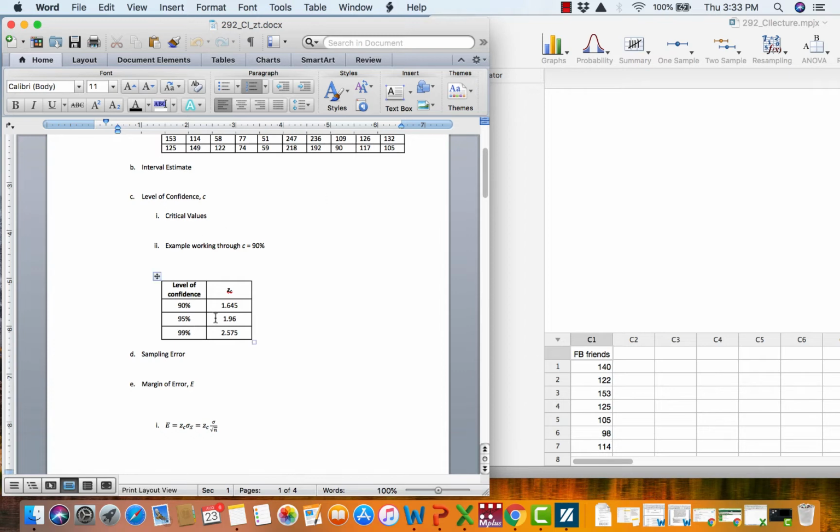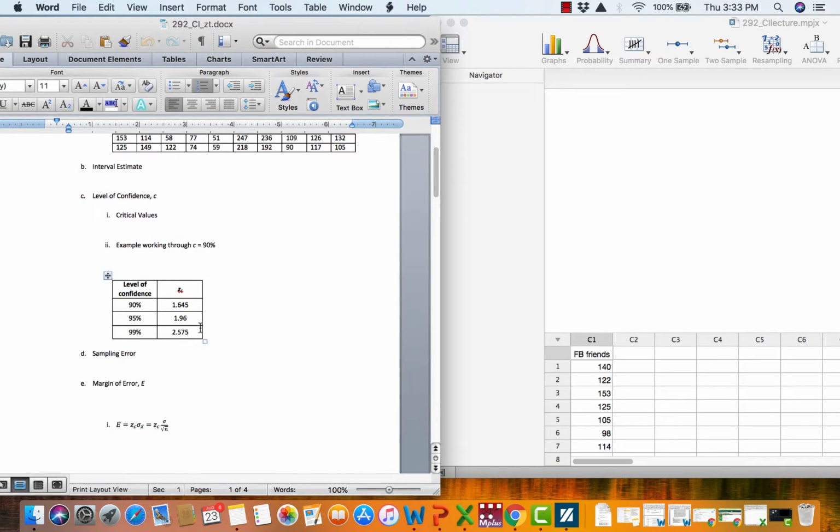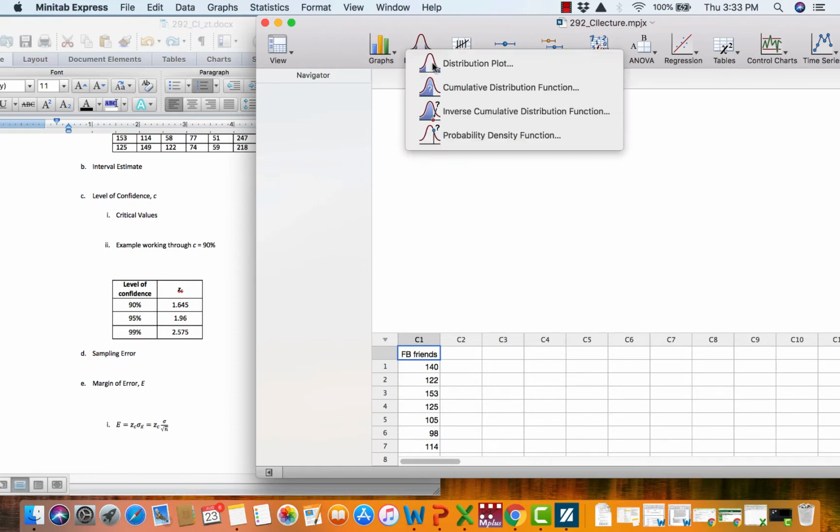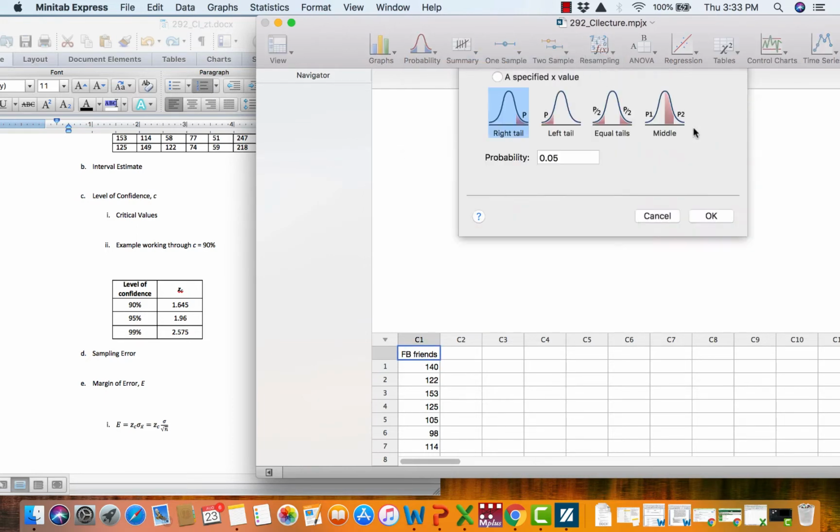And there is a related Z-score for each of these confidence levels. Now, when it comes time to take the quiz or the first exam, you're going to want these Z-scores handy, or you're going to want to know how to find them in Minitab. So let me show you very quickly how to find these Z-scores in Minitab given some confidence level. We're going to go over to probability, distribution plot, display probability.